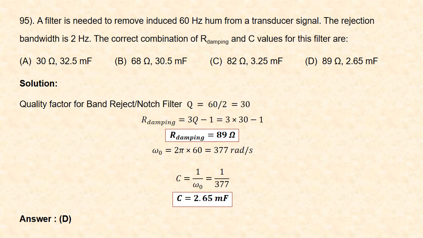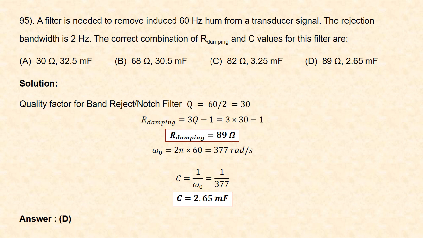Next question. A filter is needed to remove induced 60 Hz hum from a transducer signal. The rejection bandwidth is 2 Hz. The correct combination of damping resistance and capacitance values for this filter are: option A 30 ohm 32.5 millifarad, option B 68 ohm 30.5 millifarad, option C 82 ohm 3.25 millifarad, option D 89 ohm 2.65 millifarad.